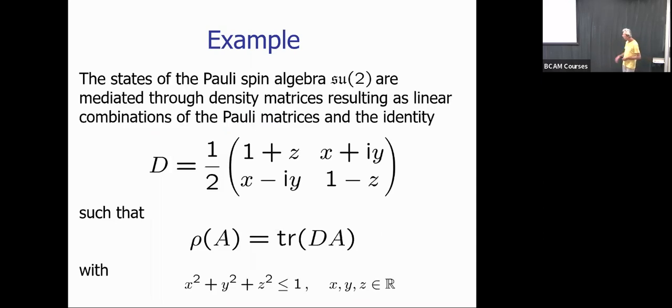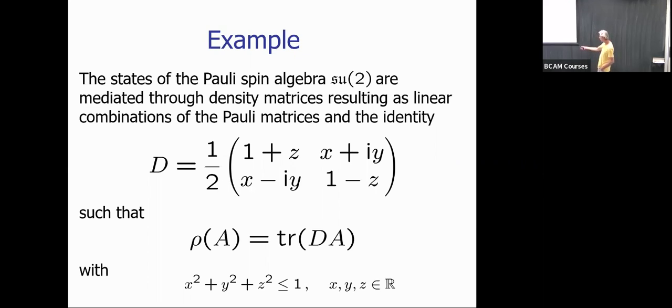Here's another example, again talking about qubits and quantum spins: the states of the Pauli spin algebra. Again, the states are elements of the dual space of the algebra, mapping elements of the algebra into complex numbers. The states of the Pauli spin algebra are given as these density matrices, which are simply a linear combination of the 3 Pauli matrices together with the unit matrix. Then we can evaluate a state on an observable. The state functional applied to the observable is, as we have learned in the traditional picture of quantum theory, the trace of the density operator times the observable.